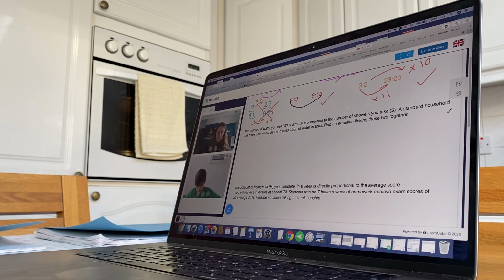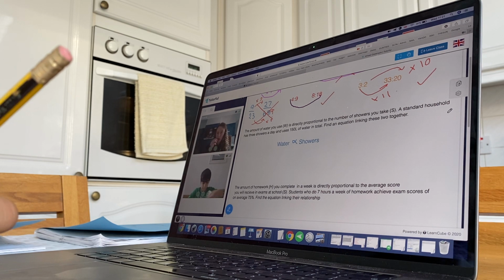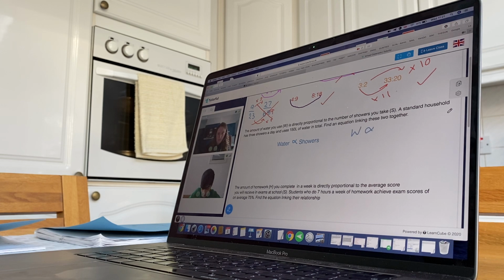Okay, so we can use the K. Yeah, we use the K thing. So 150, we need to do this. 150 equals K times something. So I need to find out what it's times by. K times 20.